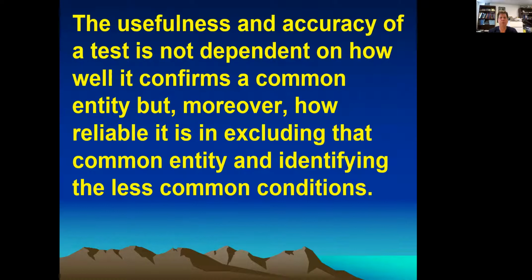And that is that the usefulness and accuracy of a test is not dependent on how well it confirms a common entity, but moreover is related to how reliable it is in excluding that common entity and identifying underlying and potentially completely separate, less common conditions. That's going to be an important point we're going to come back to a little bit later.